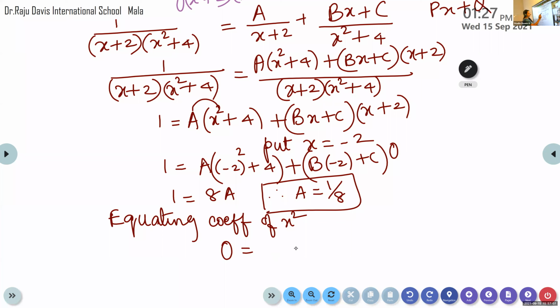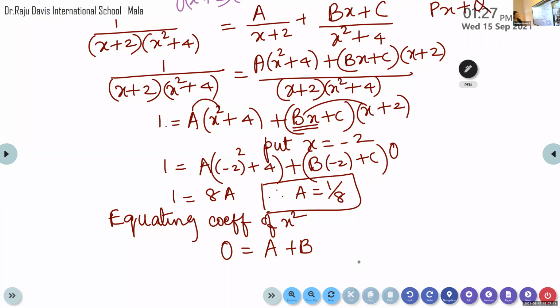Plus, when we multiply bx with x, we will get bx square. So again, the coefficient is b. A plus b. Coefficient means only that number we consider. We are not taking that variable. So when we equate the coefficient of x square, this side no x square term, so we write 0 is equal to a plus b. Therefore, b is equal to minus a. So b is equal to minus 1 by 8.